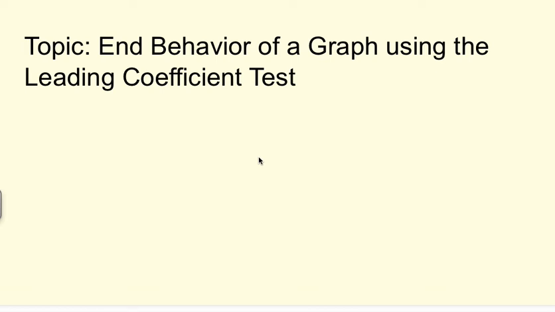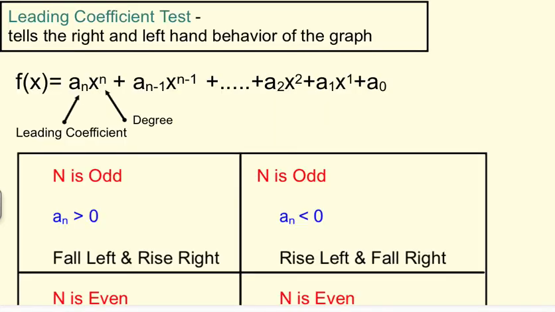This video focuses on the end behavior of a graph of a higher order polynomial, looking at the leading coefficient test. What the leading coefficient test does is it tells us, does the graph rise on the right, fall on the right, etc. So we're going to look at two things. Here is a function. I'm looking at the leading coefficient and the degree. Those two things tell me a lot about the end behavior for the function.